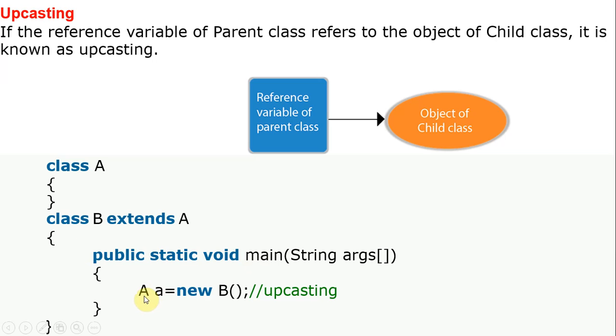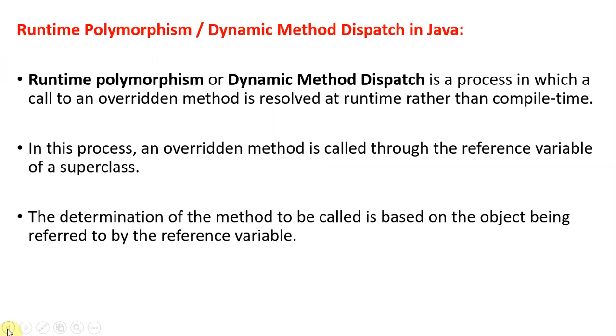Okay, not like int, float, primitive data types, it is a class type. So that's why a is called a reference variable. Until you specify the new keyword, it is called only a reference variable. After you specify new and it executes, memory is allocated, then a is called an object. So in this process, an overridden method is called through a reference variable of a superclass.